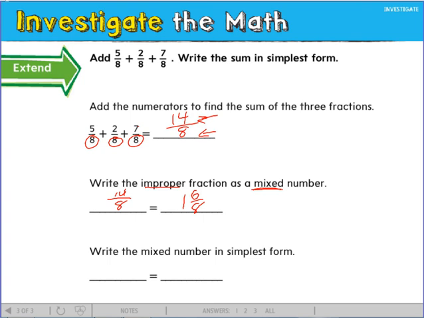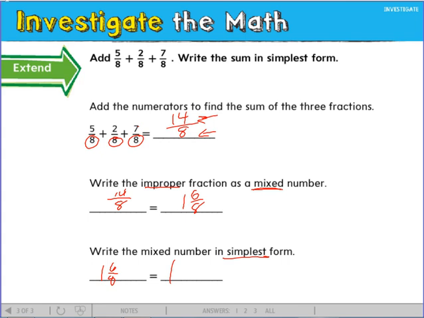Now I want to take my mixed number and show it in simplest form. So I have 1 and 6/8. 6/8 is not in simplest form. Now, when we're doing mixed numbers, we automatically just move the whole number over. So 1 is already over here. So we're only looking at 6/8.